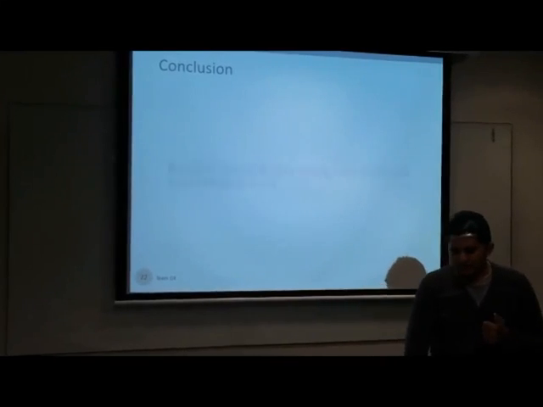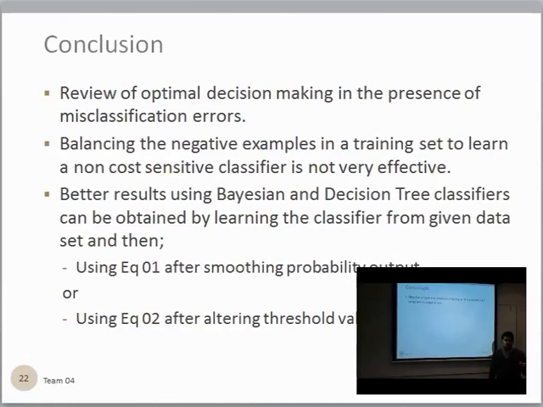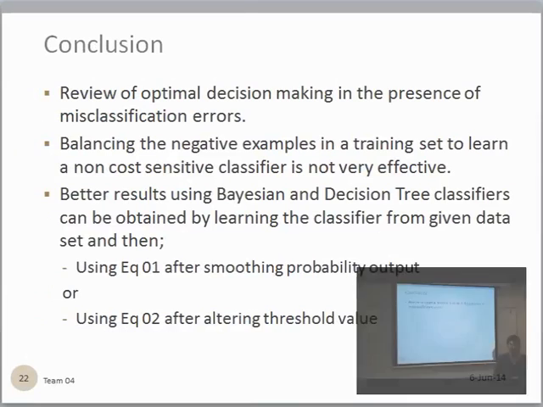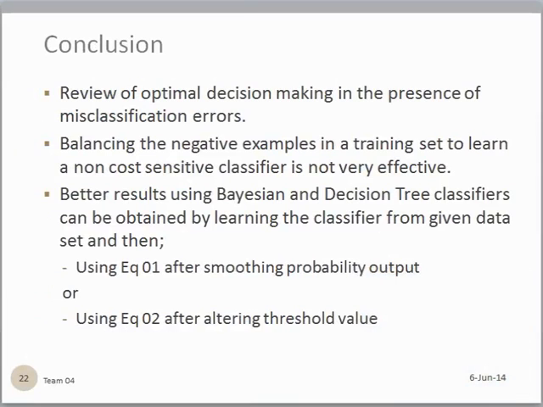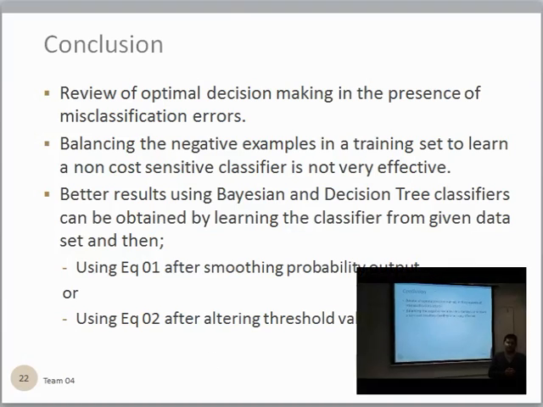Finally, the conclusion. I think this was a very good review of how optimum decisions are made in the presence of misclassification errors. We also saw how the author discussed balancing the positives and the negatives. It was shown that this is not very effective in making optimum decisions. Changing the base rates, the frequency of the class that you're looking to predict, has no influence on the net classifier. That was demonstrated by using naive Bayes in the last chapter of the article.